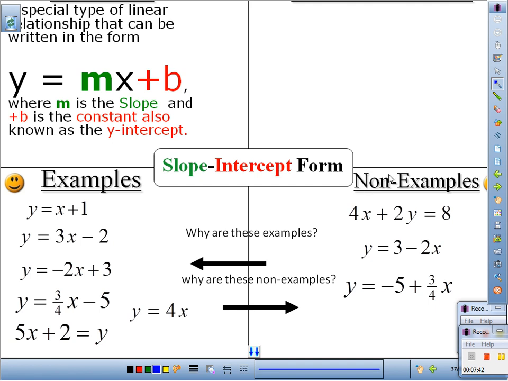All right, let's see. Kylene, this first one, why is this not slope-intercept form? It's not solved for y. Hands if you agree with that. Okay. However, who noticed this? That we have the x and the y on the same side. What form is that? Think about it. Tell your neighbor, what form is that?